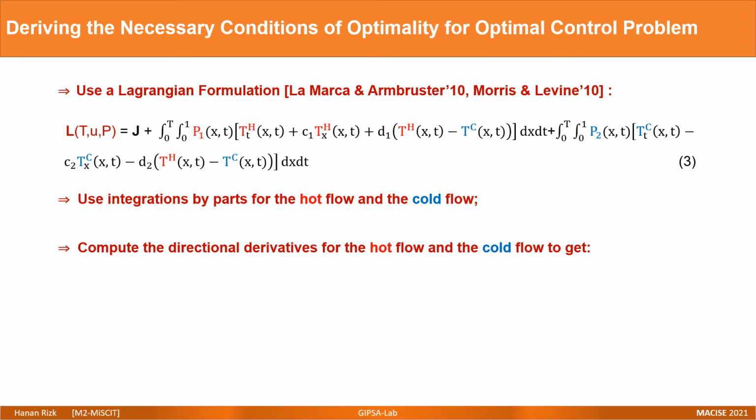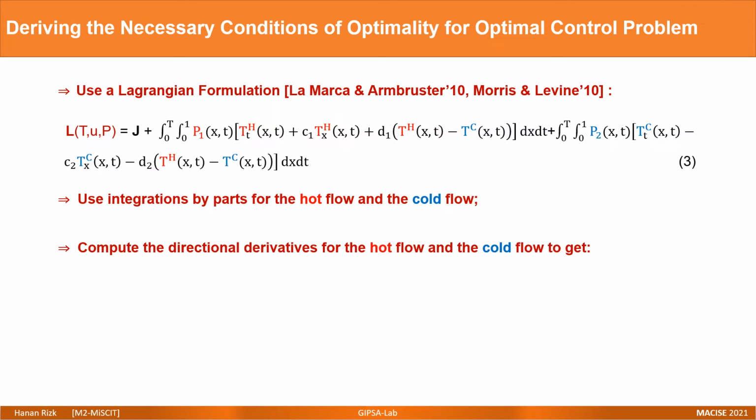In order to derive the necessary condition of optimality for the optimal control problem, according to the calculus of variations method, the solution of the optimal control problem of the considered heat exchanger is determined by minimizing the Lagrangian, defined by introducing the constant variables B1 and B2 to transfer the constraints, which are represented by the temperature dynamics as I mentioned in the previous slide, to the cost function, as we see in the Lagrangian formulation.